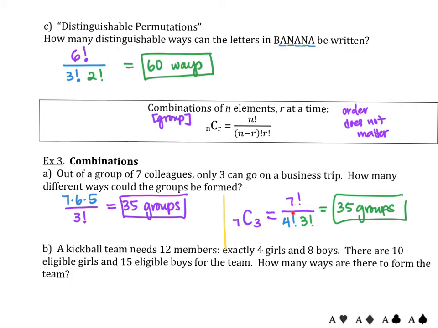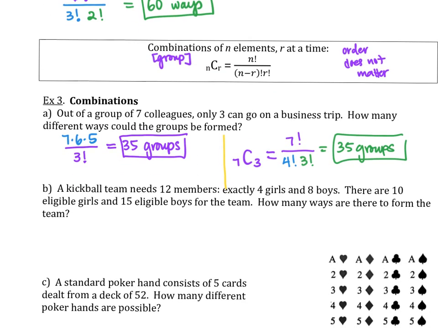So if I do 7 factorial over 4 factorial, 4 and lower cancels, which means I'm left with 7 times 6 times 5, which is the same. I divide by 3 factorial because that's the rearrangements of my groups of 3. Either way you do it's fine with me. Just set it up so I know how you did it.